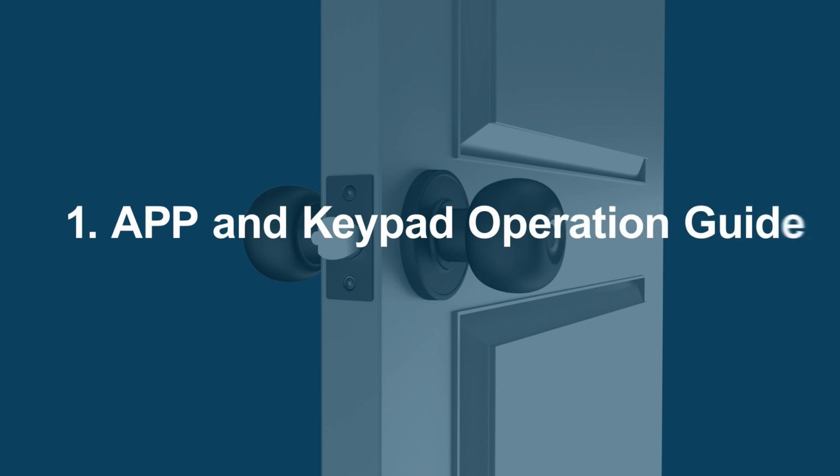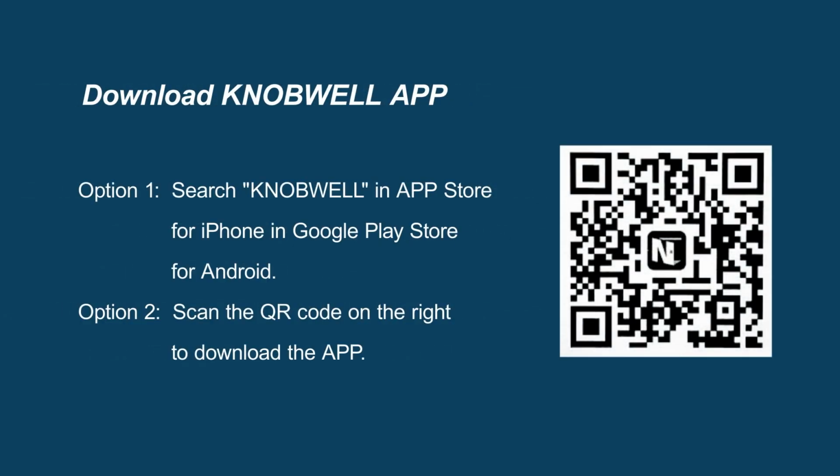1. App and Keypad Operation Guide. Download KNOBWELL app. Option 1. Search KNOBWELL in App Store for iPhone and Google Play Store for Android. Option 2. Scan the QR code on the right to download the app.